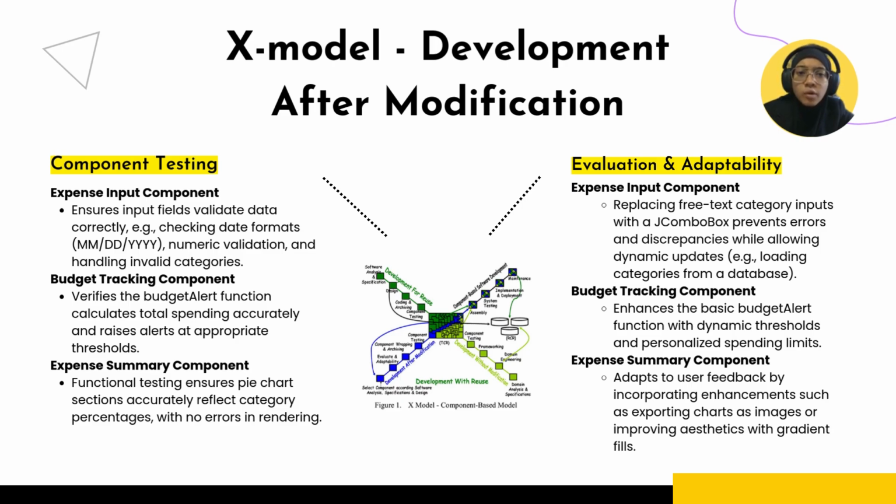And also, moving forward to evaluation and adaptability, the expenses input component can easily adapt by replacing free text input with dynamic updates and adding new fields without major code changes. For the budget tracking and expenses summary components, the modular design ensures seamless updates, like predictive spending tools or new features, allowing for future improvement of the system.